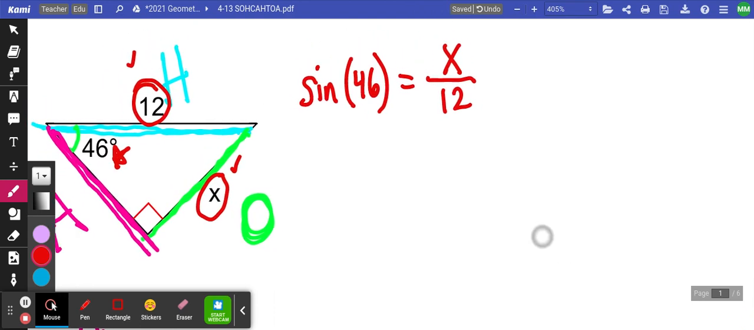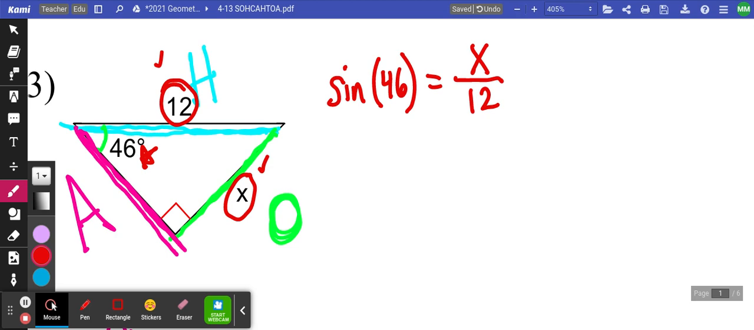Now what I want to do, here's what I want to do. I have to try, let me get a different color here. I have to try to solve for this x. Right now, this says sine of 46, which is like a formula. We don't need to type it in our calculators yet. And then this is x divided by 12. So I need to get rid of that divided by 12, right? I want to get x by itself.